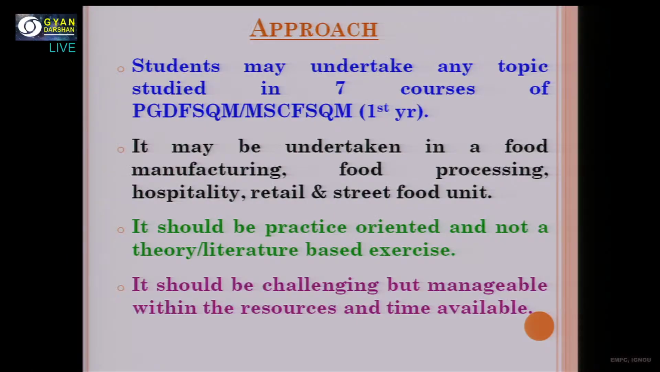Then another important point is that it has to be challenging. You have to do something new which will have some important effect for improvement of the food safety and quality management system. But at the same time, you must also remember that it has to be manageable within the resources available to you and within the time available to you.